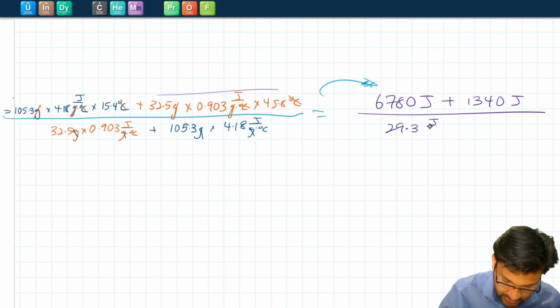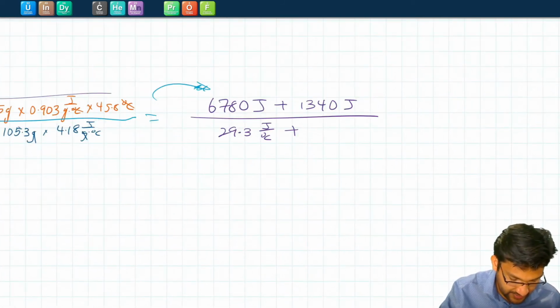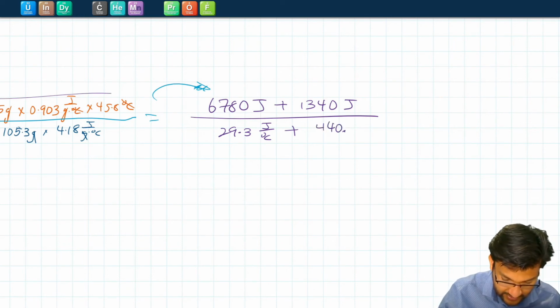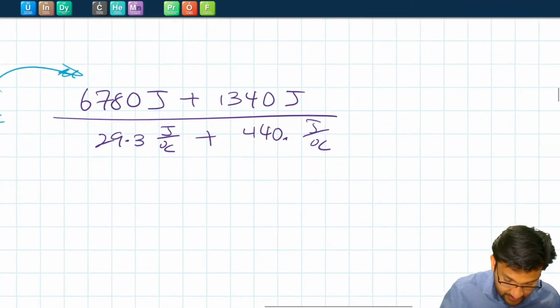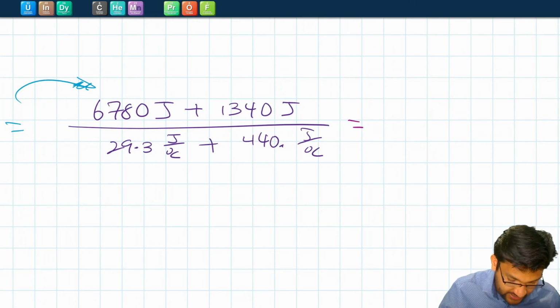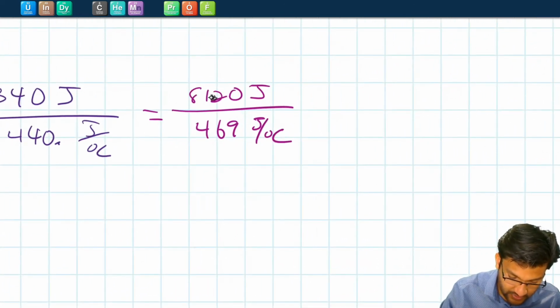29.3 joules per degree Celsius, plus 105.3 times 4.18, which gives us 440 to 3 sig figs joules per degree Celsius. All right, now things are getting even simpler. 6780 plus 1340, that's 8120 joules. On the bottom, we have 29.3 plus 440, that's 469 joules per degree Celsius. And now finally, we divide 8120 by 469 joules per degree Celsius.